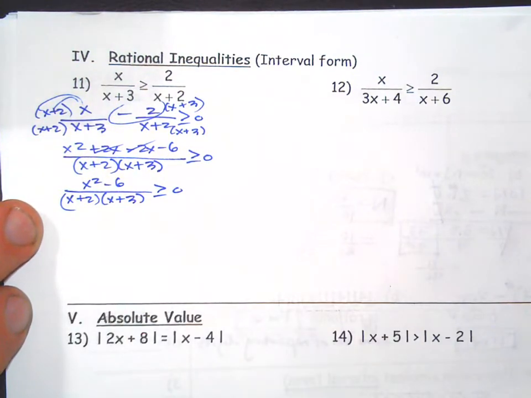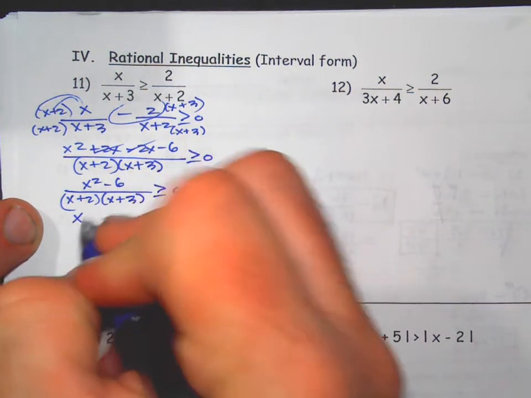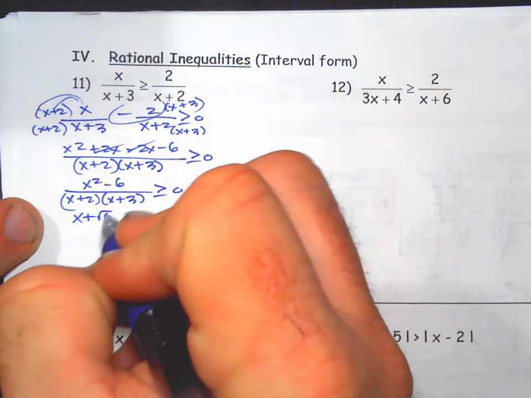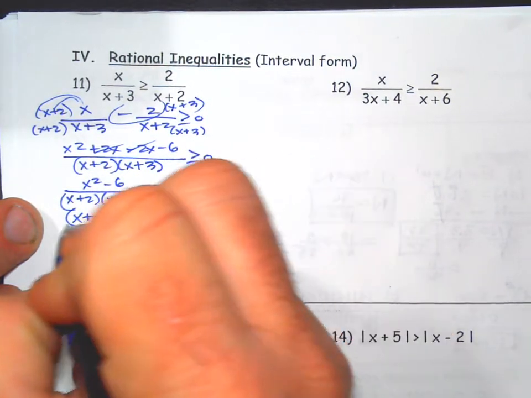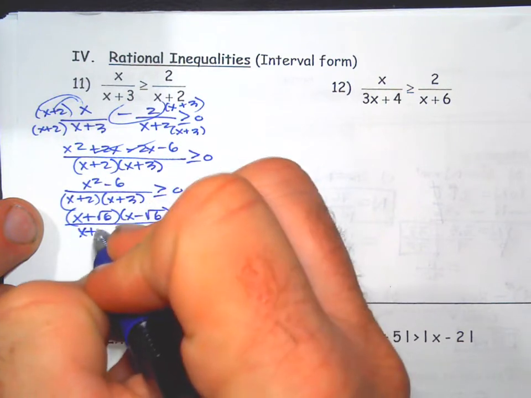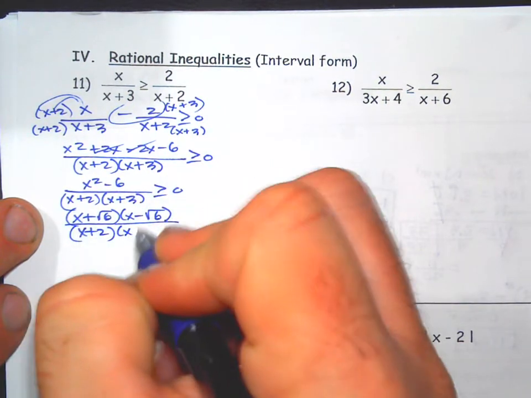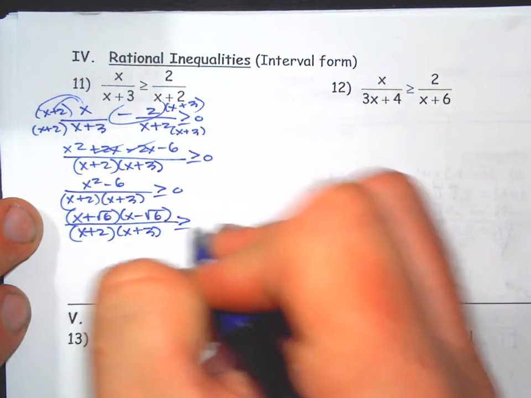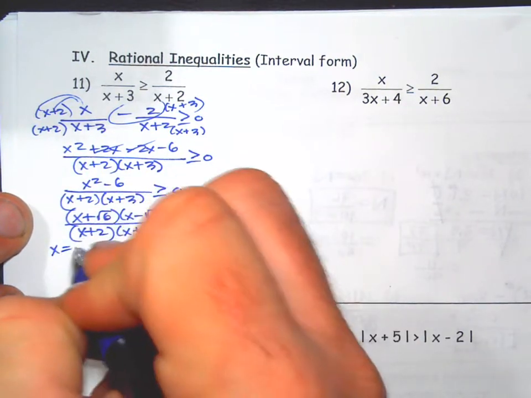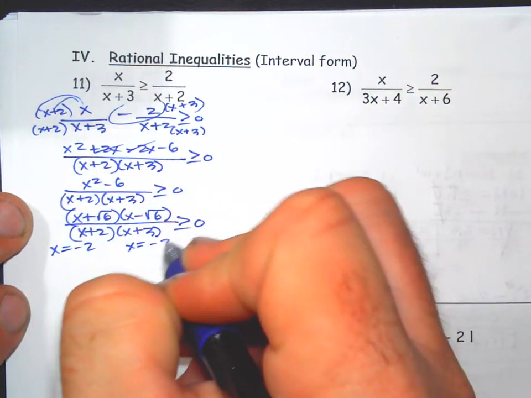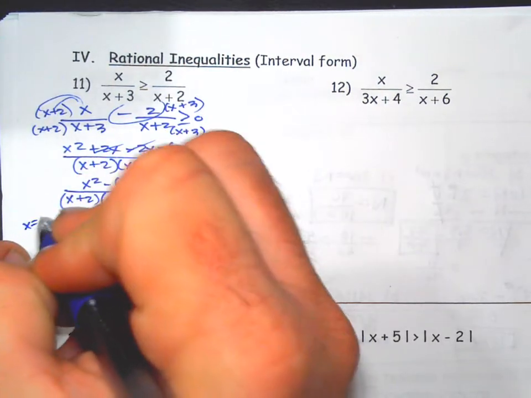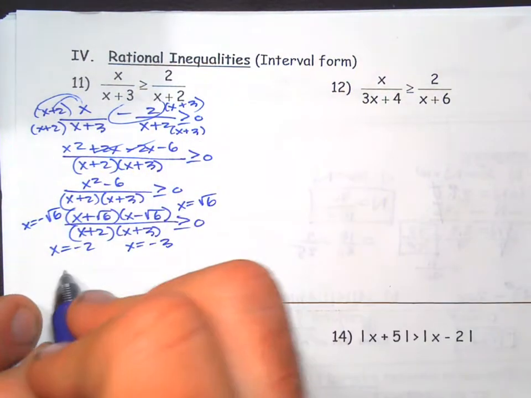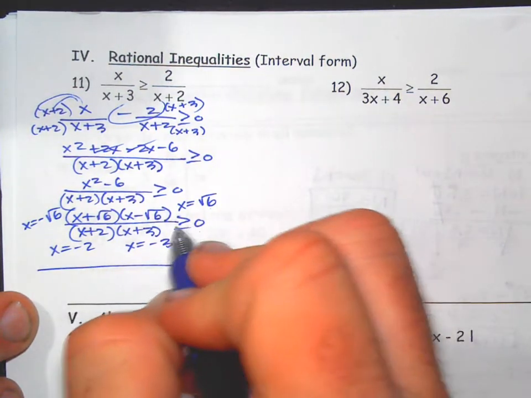So on the top, we could think of it as a difference of squares, x plus root 6, x minus root 6. Or you could do quadratic formula, or you could solve it. I mean, there's 3 different ways you could get these. So we're going to have x equals negative 2, x equals negative 3, x equals positive root 6, x equals negative root 6. Number line, the tops are going to be solid dots.